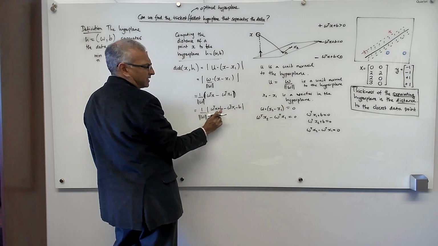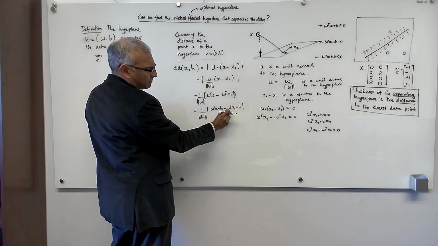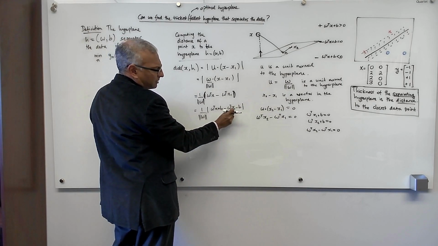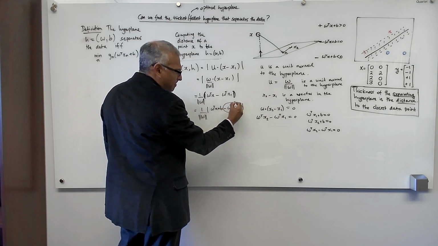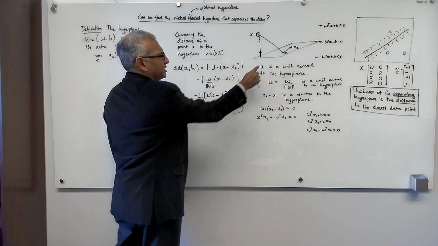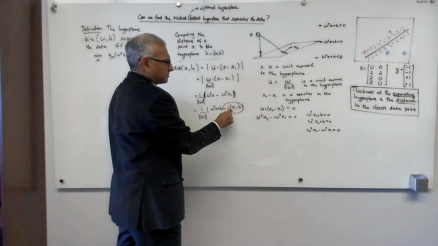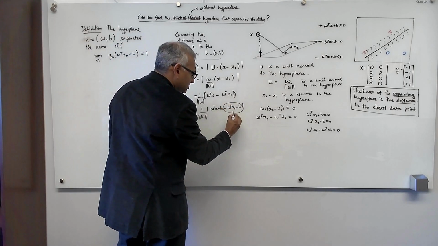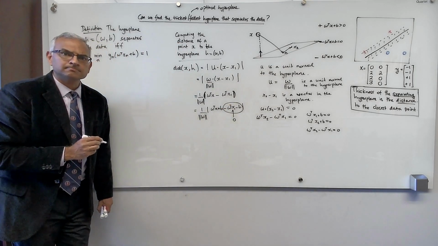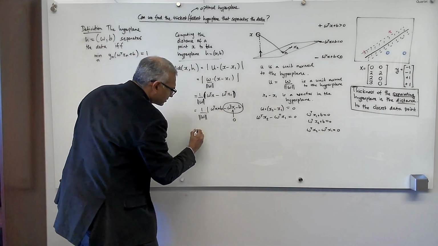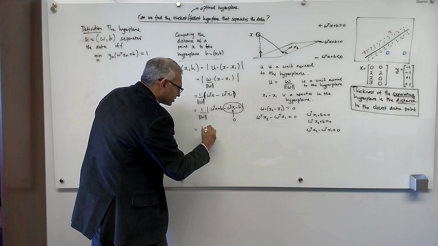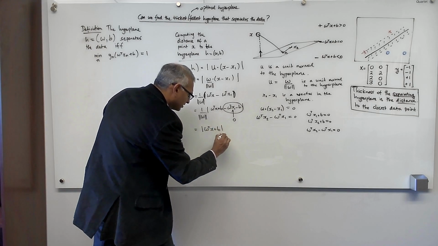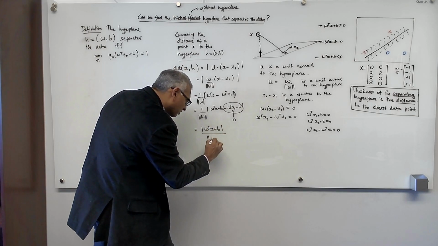All I did was add and subtract B. But this is minus of W transpose X1 plus B. So this term here, well, X1 is on the hyperplane, so this term here is just 0. So this is equal to the magnitude of W transpose X plus B divided by the norm of the weights.